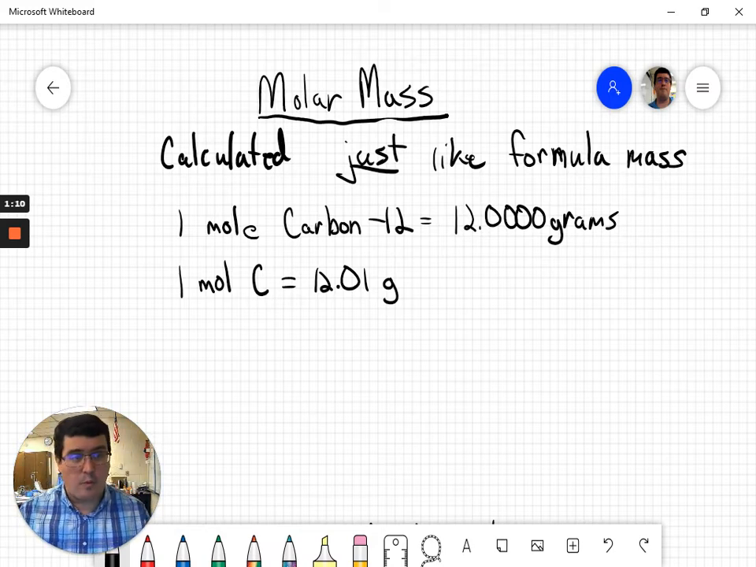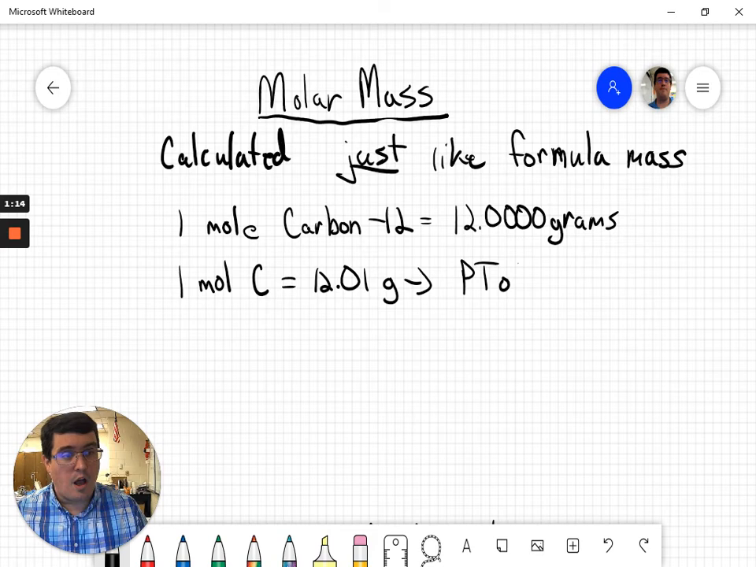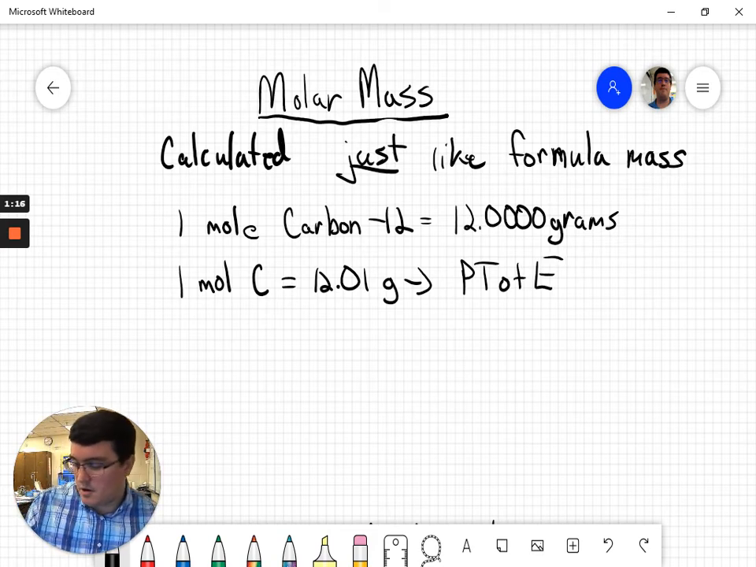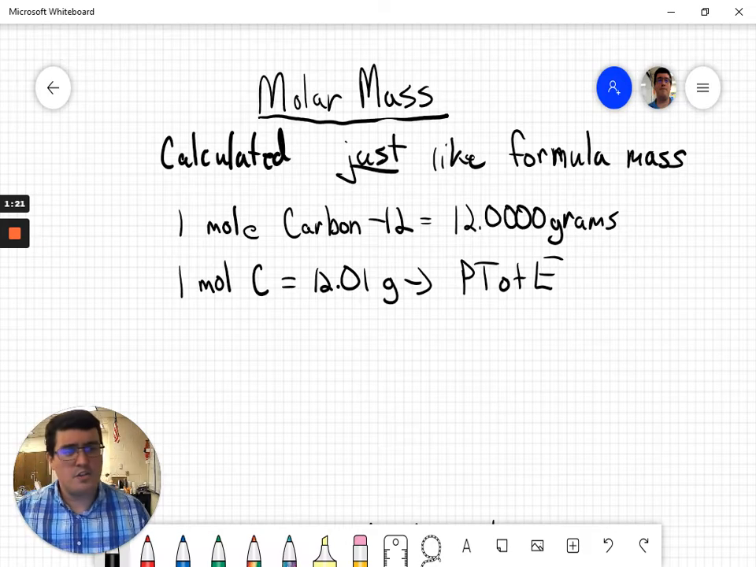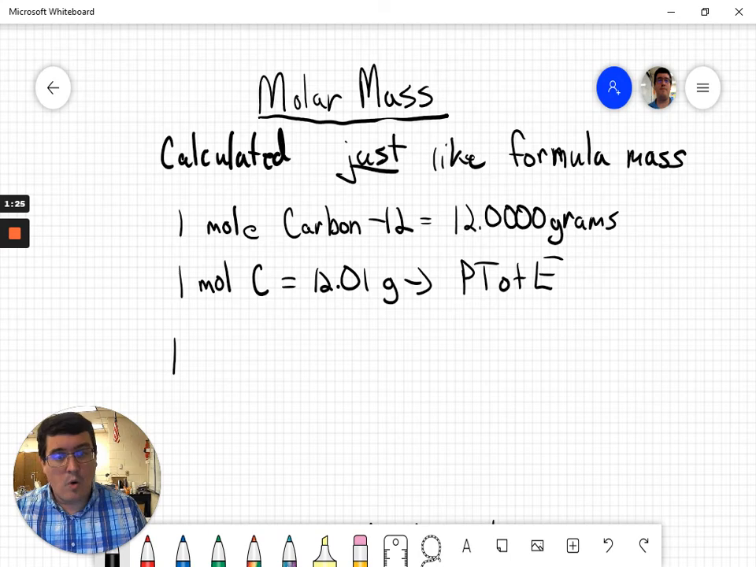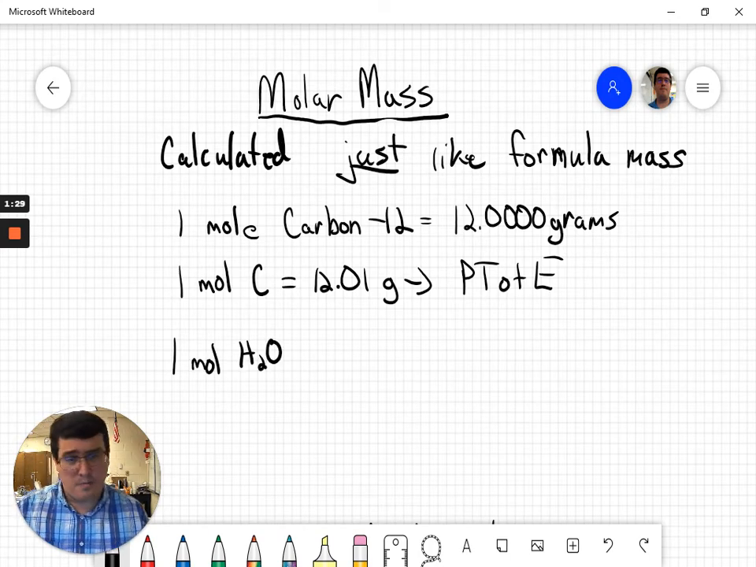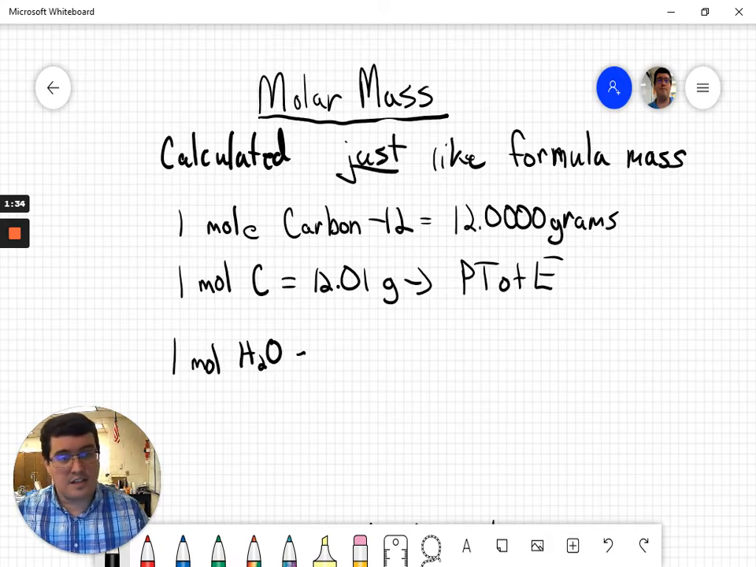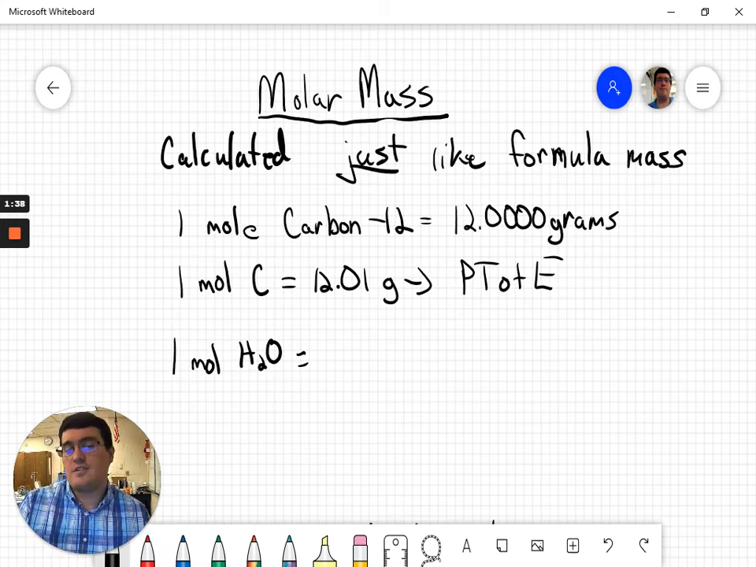Now, where do I get 12.01? Well, that comes off of the periodic table of the elements. That's right, it comes off of the periodic table. So to find the molar mass of something, for example, 1 mole of dihydrogen monoxide, aka water, all we got to do is calculate that just like we would calculate formula mass.